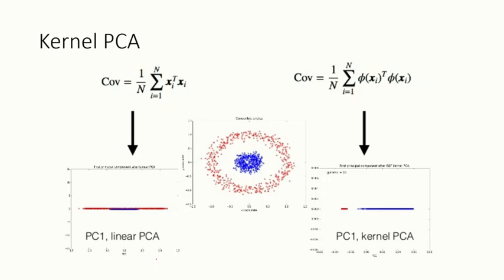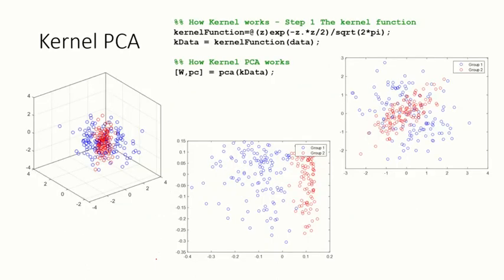If you do original PCA to do the dimension reduction for this, you will basically crash all the data points into 1D, and there's no separation between them. But if you do the kernel transformation first, and then give it to PCA, they will be separable. You still do the same, but it's on the feature space.